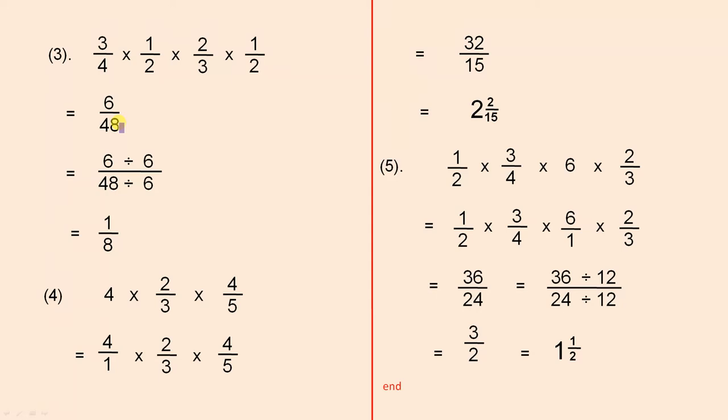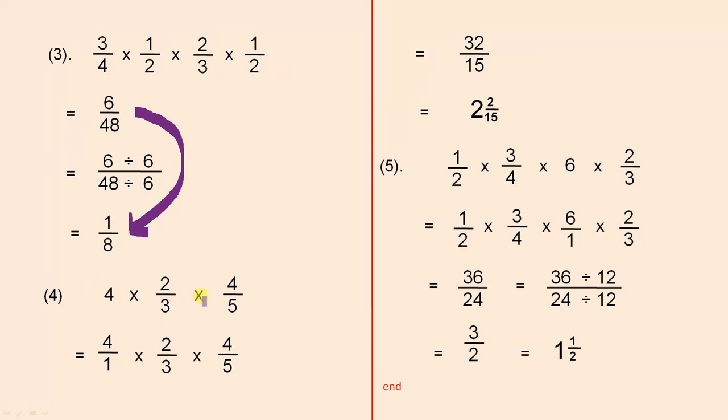6 over 48. We can see that 6 divides into the numerator and the denominator. 6 divided by 6 is 1. 48 divided by 6 is 8. So the answer is 1 over 8. So 6 over 48 is equivalent to 1 over 8.